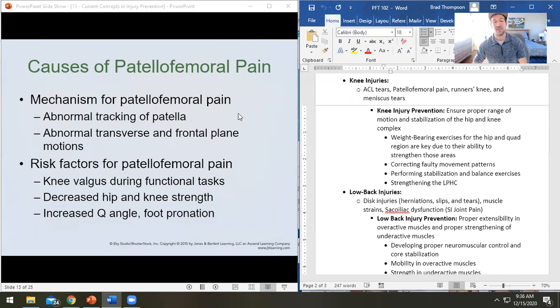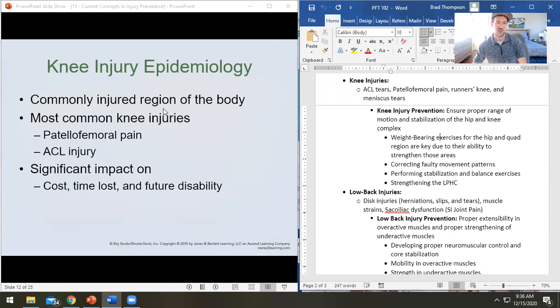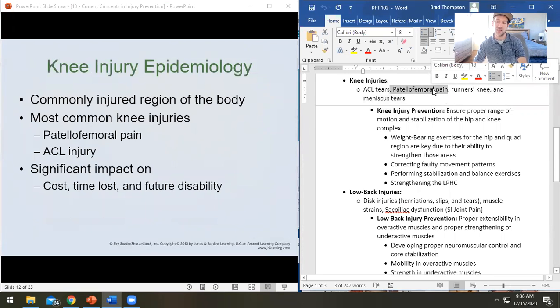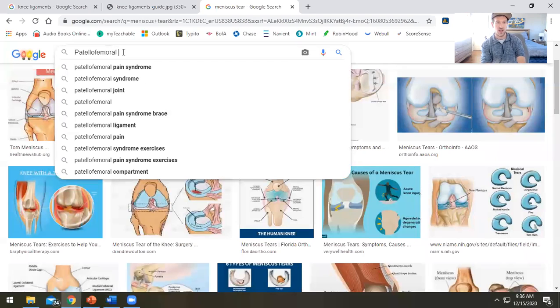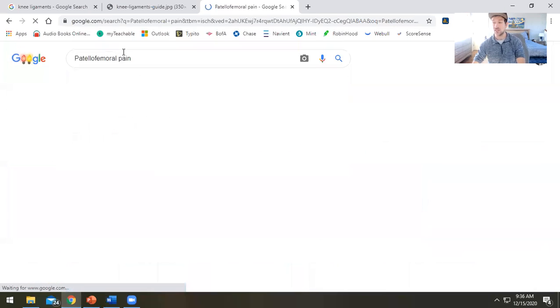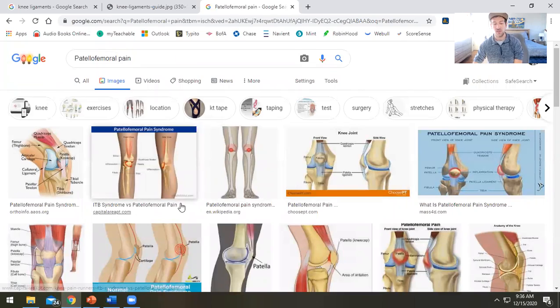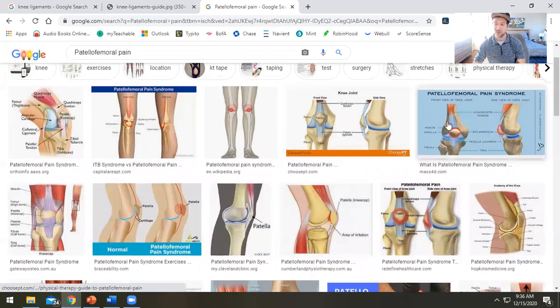So the biggest mechanisms that we're going to see, oh, wait, actually, sorry. So those are our two common tears, right? ACL or any of the ligament tears, and meniscus tears. Now, there are a couple other common injuries that we see in the knee area. One of them is general patellofemoral pain. So when I say patellofemoral pain, I'm saying it's part of your patella, that's your kneecap, and the femur, right? So you're having pain where your kneecap meets your femur.